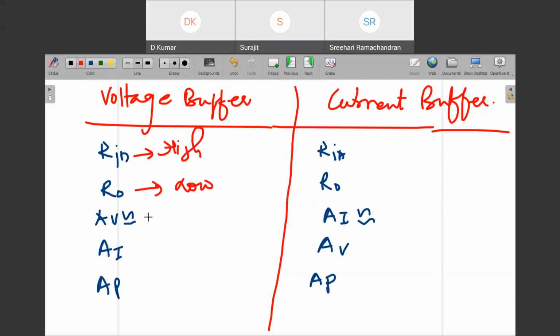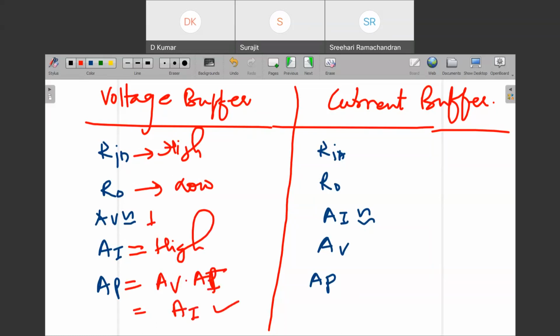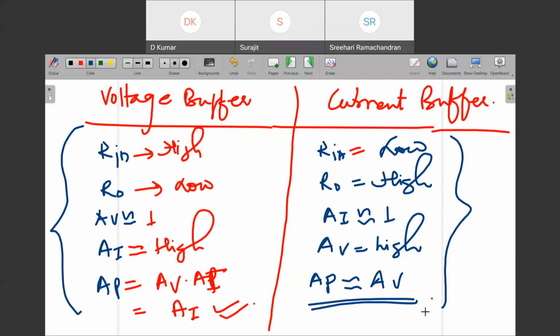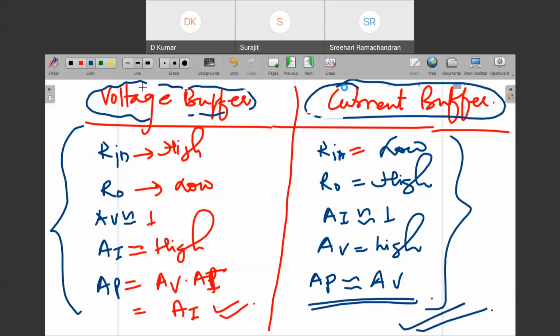AV is 1. AI is high. AP, that is AV into AI, will be AI only, because AV is 1. In the case of the current buffer, input resistance is low, output resistance is high, AI is 1, and this gain will be equal to AV. Understand, everyone? Please remember these important points. Note it down.